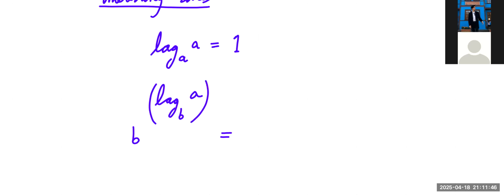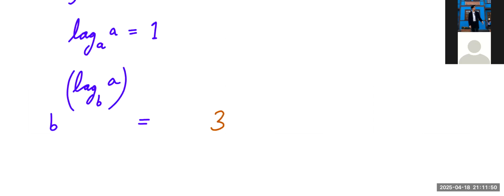Weird, right? Let's use actual numbers. 3 to the power of log base 3 of 9. Let's talk about this part first. 3 to the power of what is 9? 2. Which means this is equivalent to 3 to the power of 2, which will give you 9.